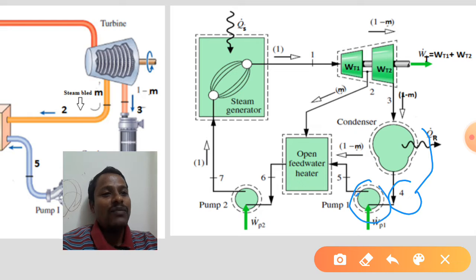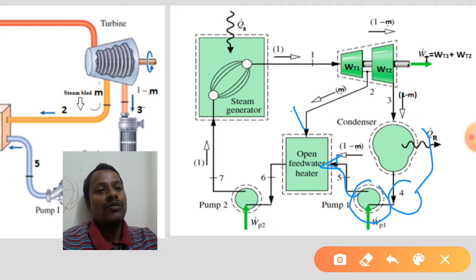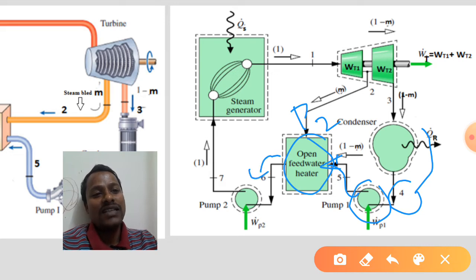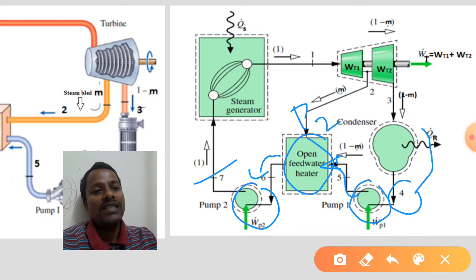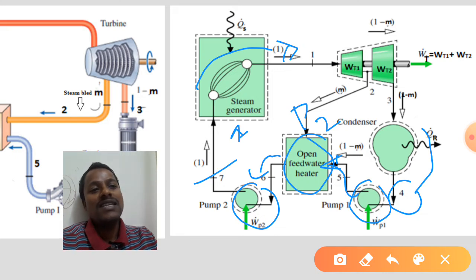Then we have a pump to pump the condensate into the open feed water heater, so against pressure P2. Then again both the steam as well as the condensate physically mix with each other in the open feed water heater. Then they come out at state 6 entering pump 2. So at state 7 it again enters the boiler. Inside the boiler, after absorbing Q1 amount of heat energy, it comes out at state 1.